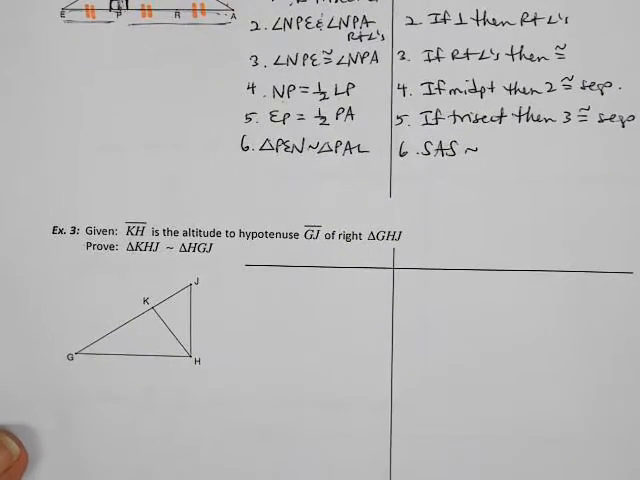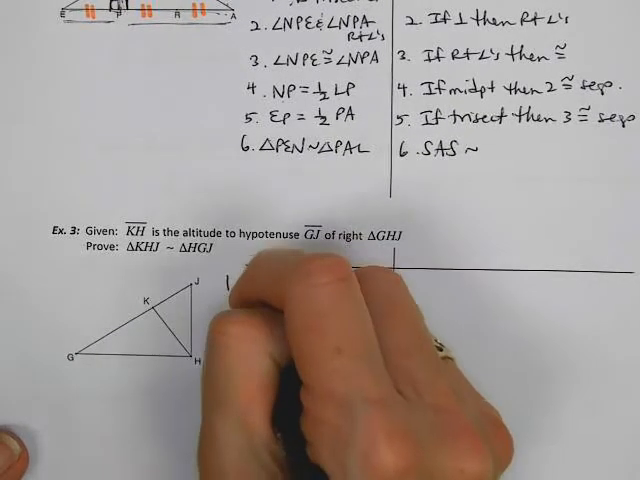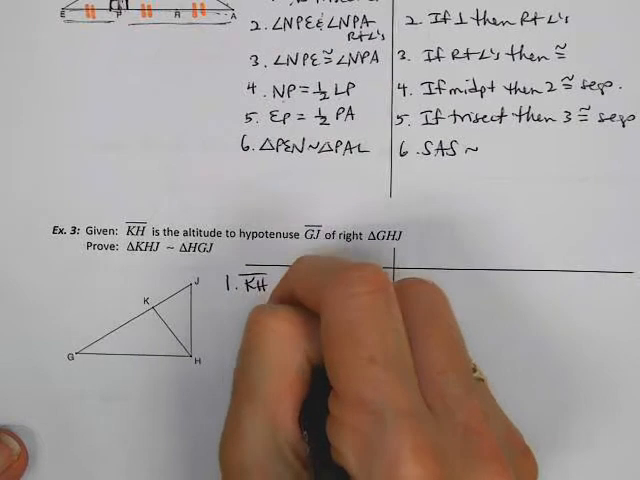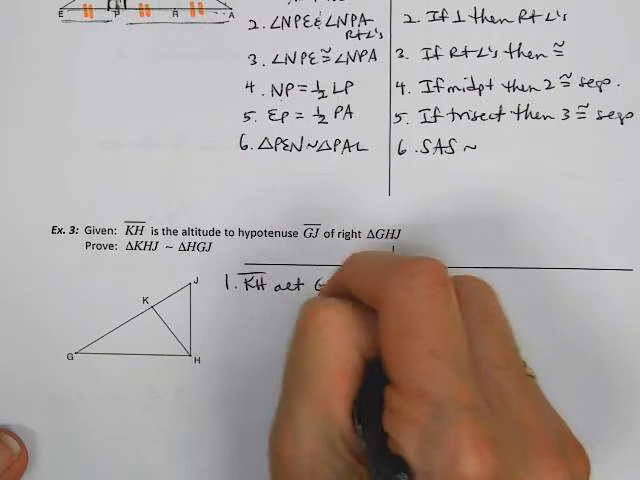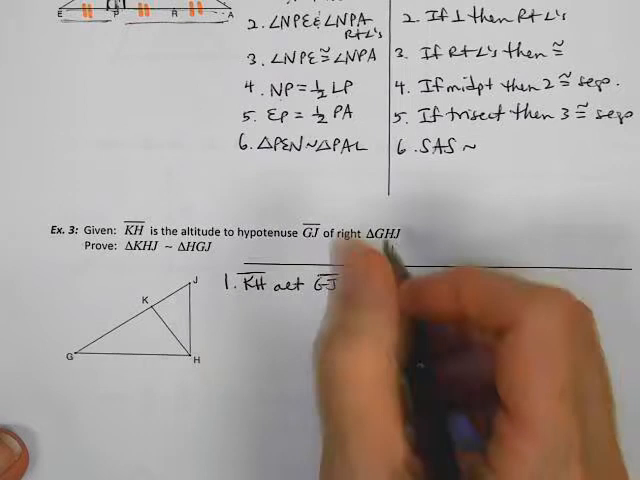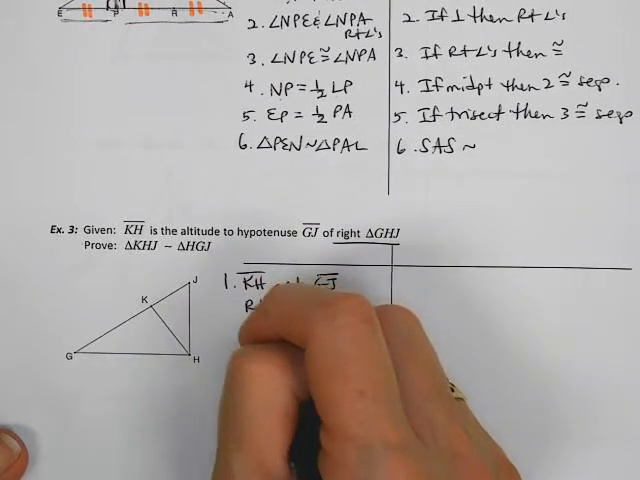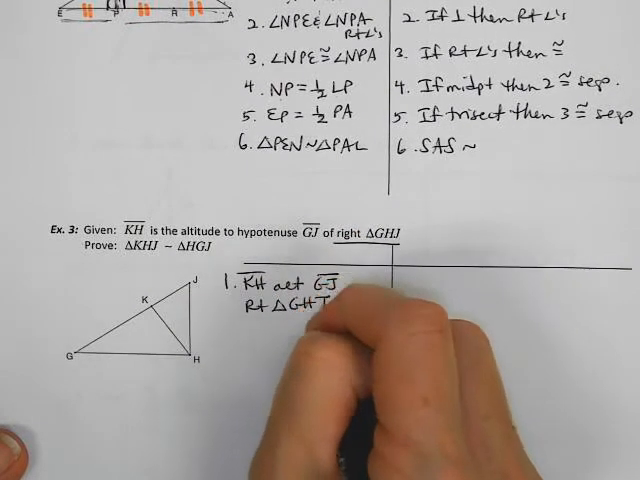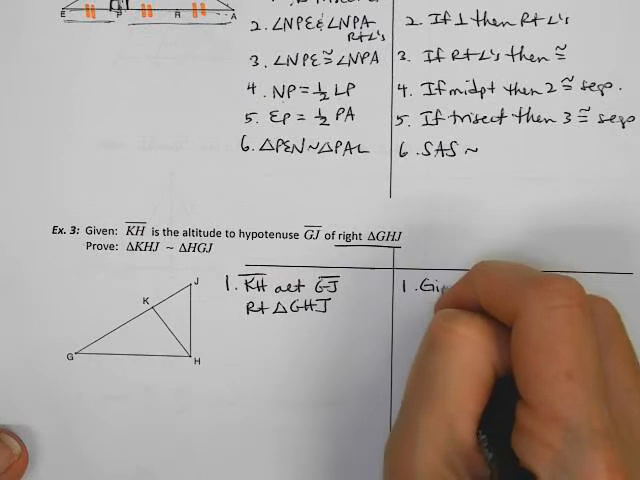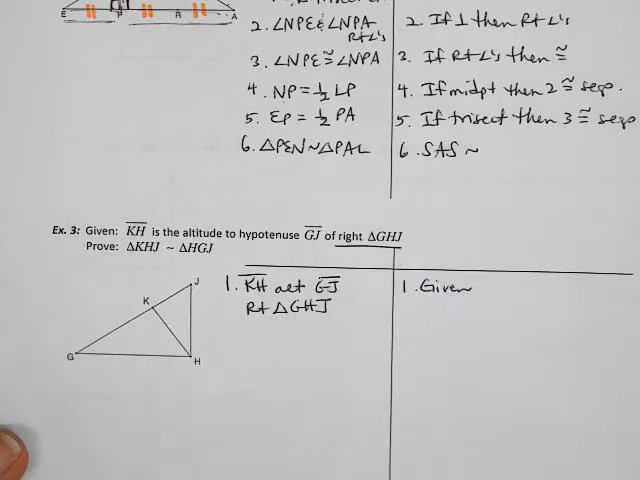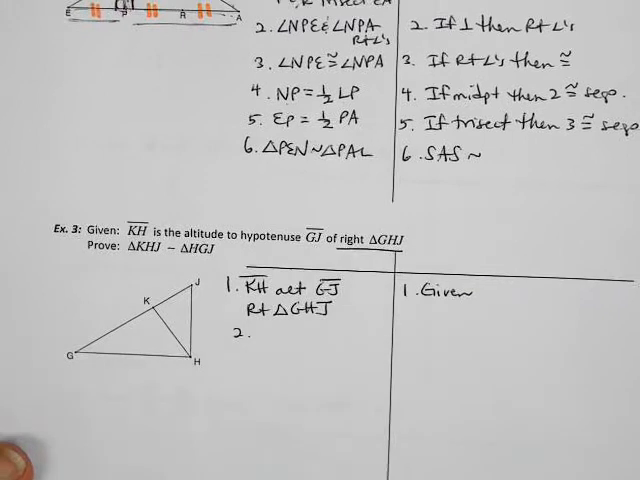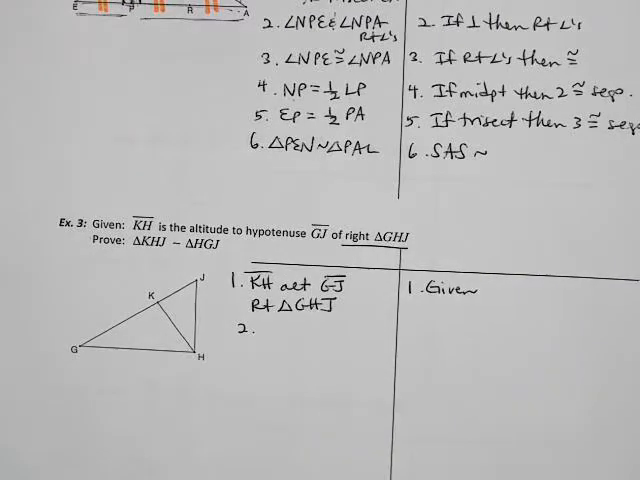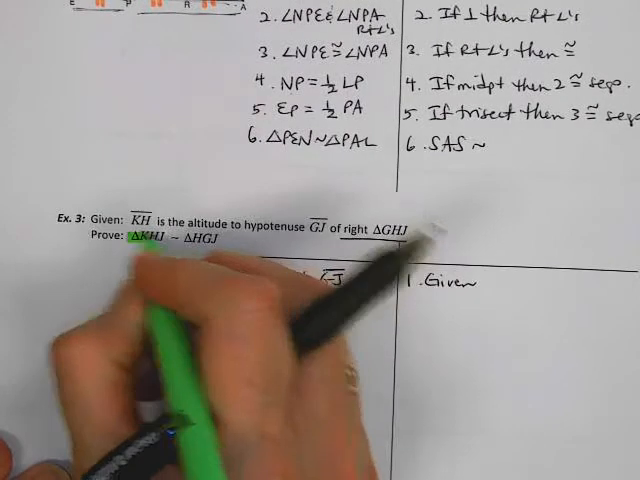All right, here is a diagram that you're going to see a lot. KH is an altitude to GJ, and we have right triangle GHJ. All right, so altitude I know gets me right angles. I have a right triangle, but I don't know what I want yet. So let's look at these triangles.